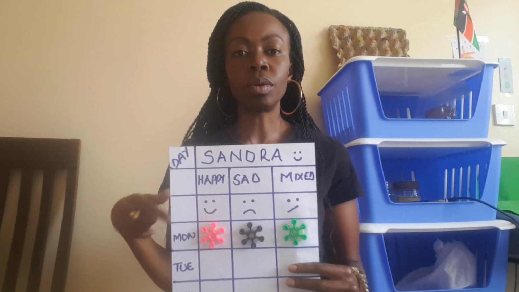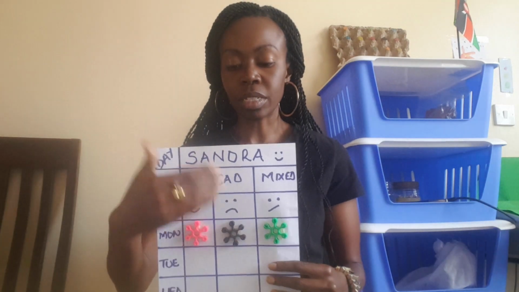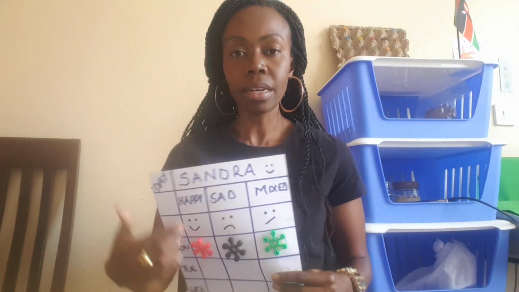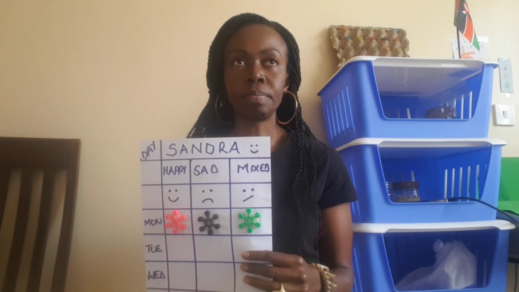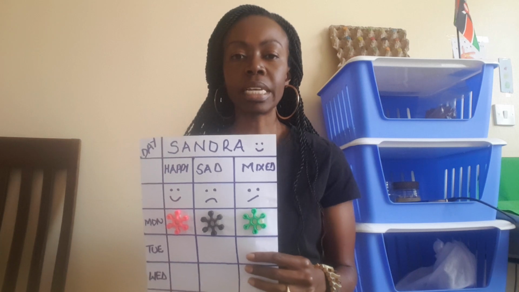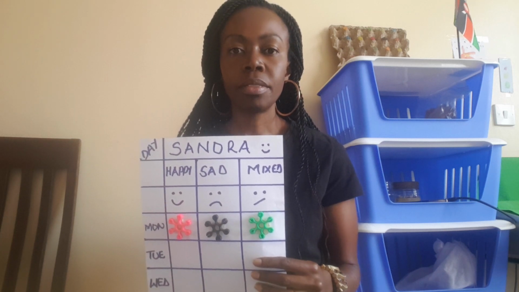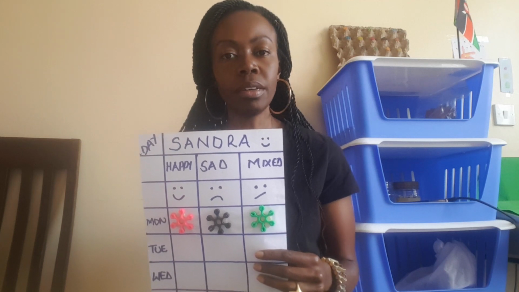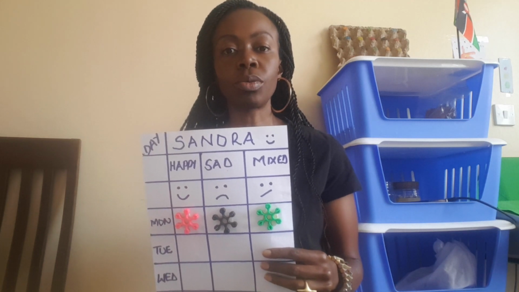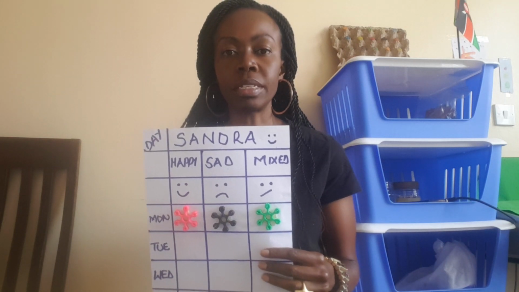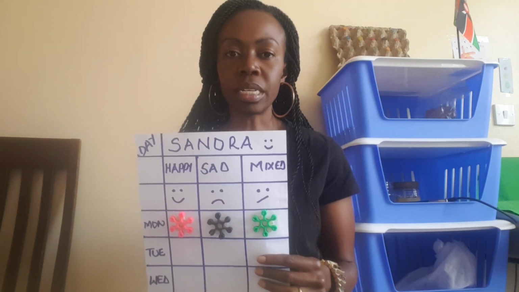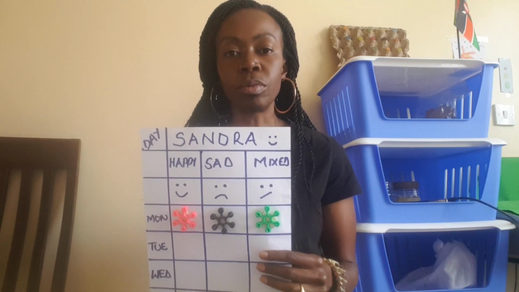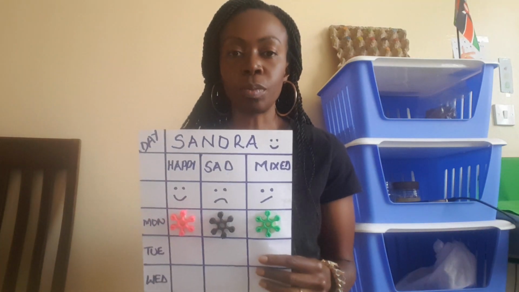For example, if Sandra says, today my day was black because I didn't get to play with my friends. Then you can ask, oh, so who are your friends? And then Sandra would say, oh, my friends are A and B. And then you'd ask, oh, so how come you weren't able to play with your friends? Then maybe Sandra would say something like, oh, today they didn't come to ask if they can play with me, or they didn't offer to play with me.